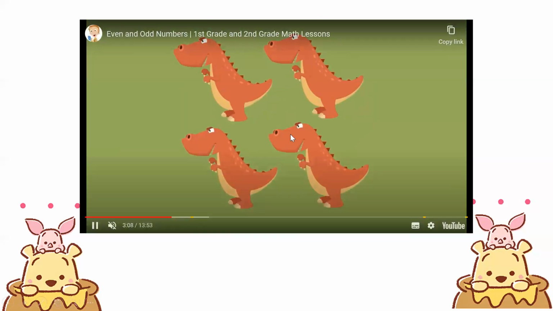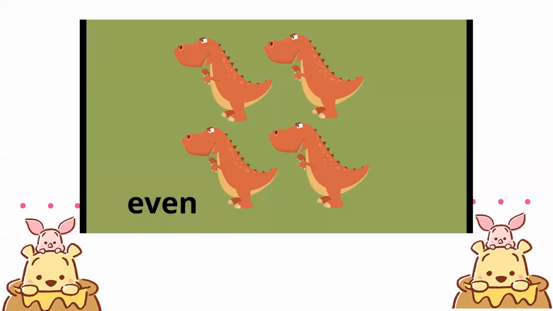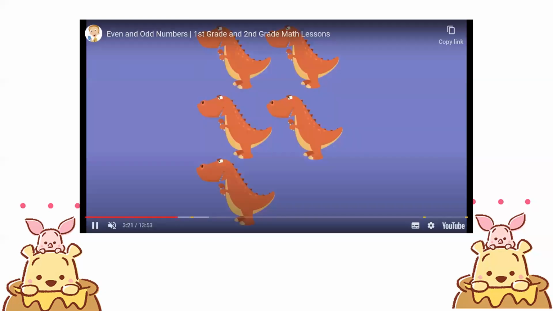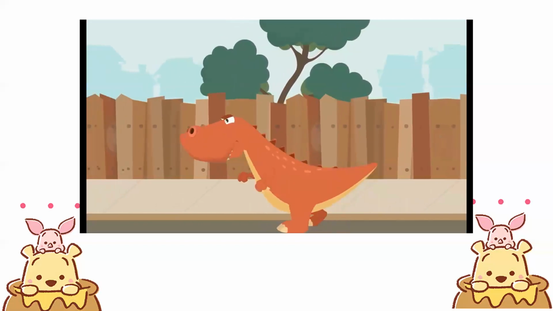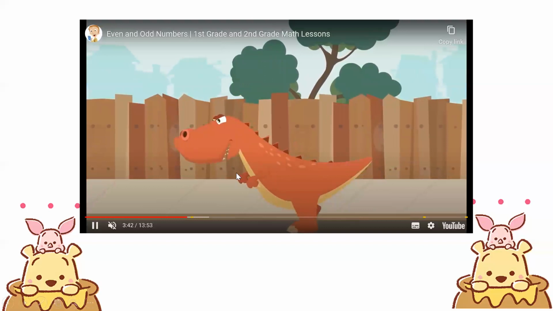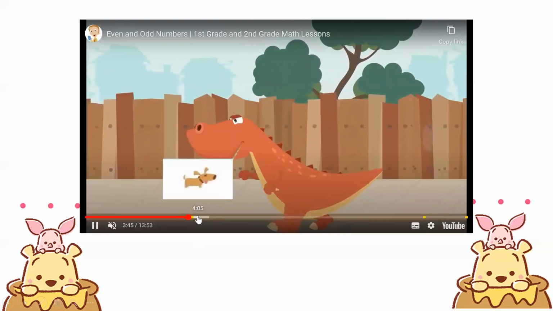Now look here, one, two, three, four. There are four dinosaurs. We can group them into pairs. So the number four is also even. How interesting. Now look here. One, two, three, four, five. The number five. Find out. We cannot group it into pairs. See, one, two, one, two. These two and two are friends, while this one is all alone, feeling odd. So the number five is also odd, isn't it? Yes. Now come here.